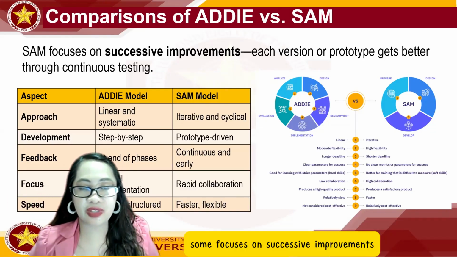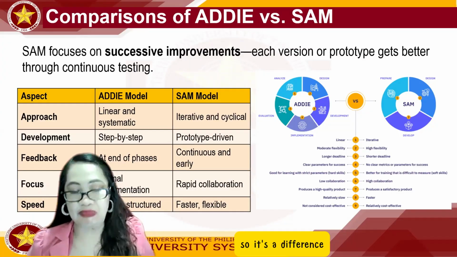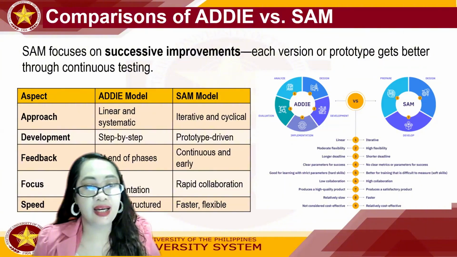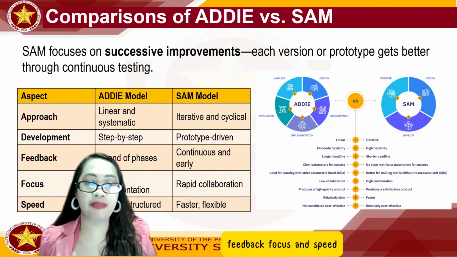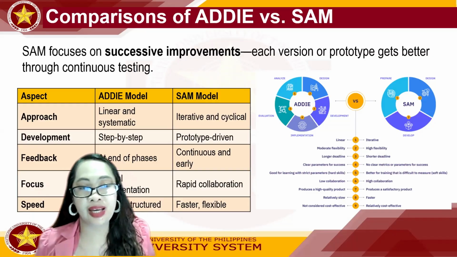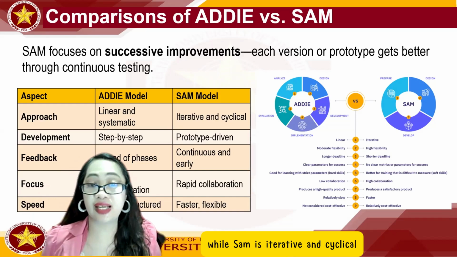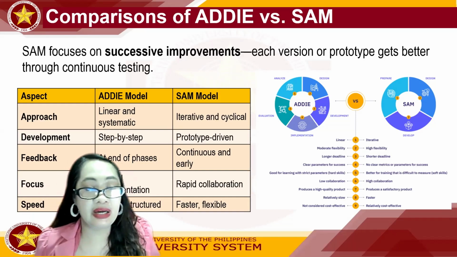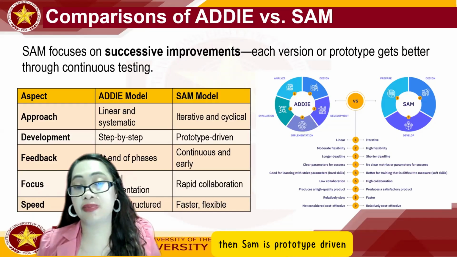SAM focuses on successive improvements. Each version or prototype gets better through continuous testing. So that's a difference. Let's compare when it comes to approach, development, feedback, focus, and speed. ADDIE is linear and systematic, while SAM is iterative and cyclical. For the development, ADDIE is step-by-step, then SAM is prototype-driven.